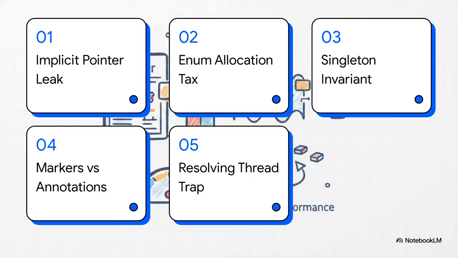We've got the implicit pointer leak, the enum allocation tax, the resilient singleton invariant, markers versus runtime annotations, and finally, we'll wrap up by resolving the thread trap. All right, let's start dissecting.